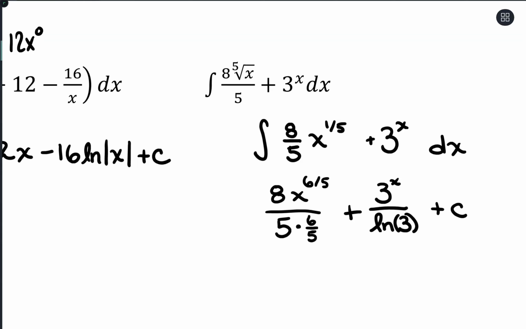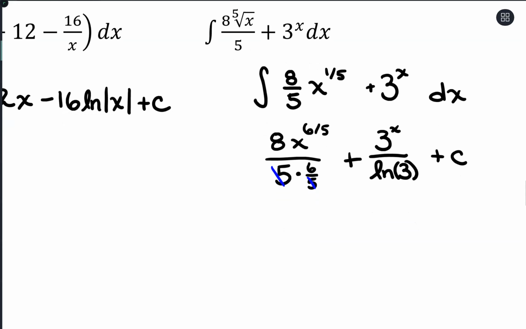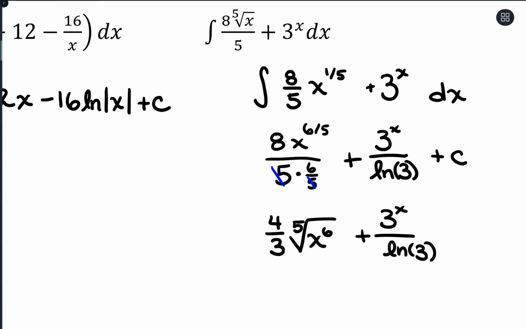And then we'll just simplify. So those 5's cancel out, so this is an 8 over 6. So divide both by 2, that'll be a 4/3. And then x to the 6/5 is 5th root of x to the 6th. And I'll just keep that plus 3 to the x over natural log of 3, plus c.